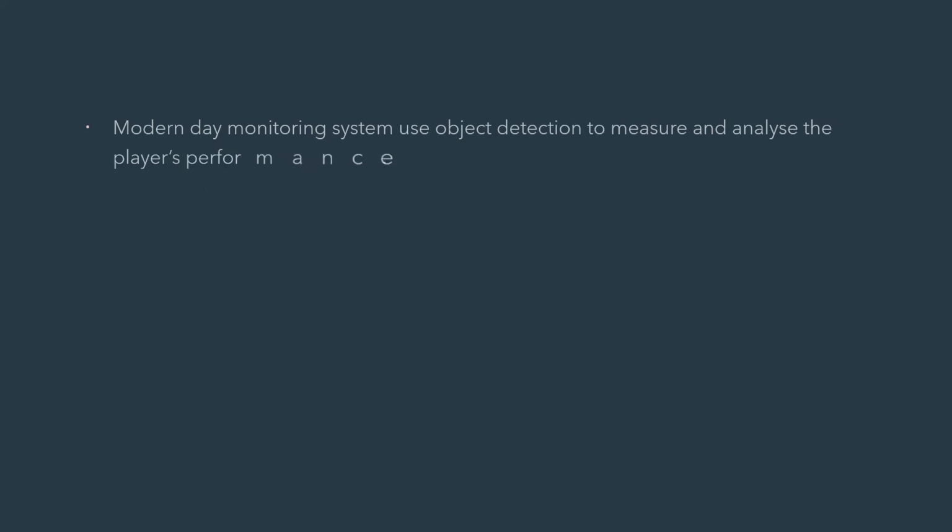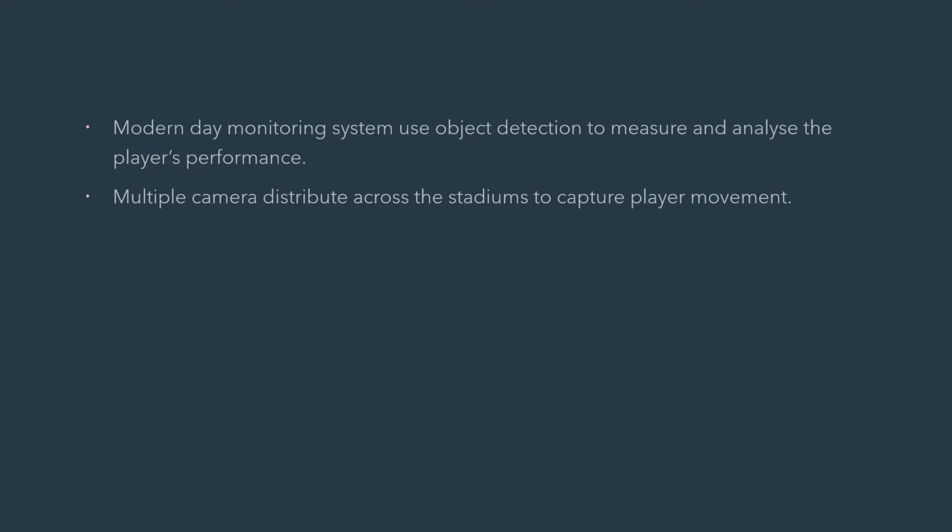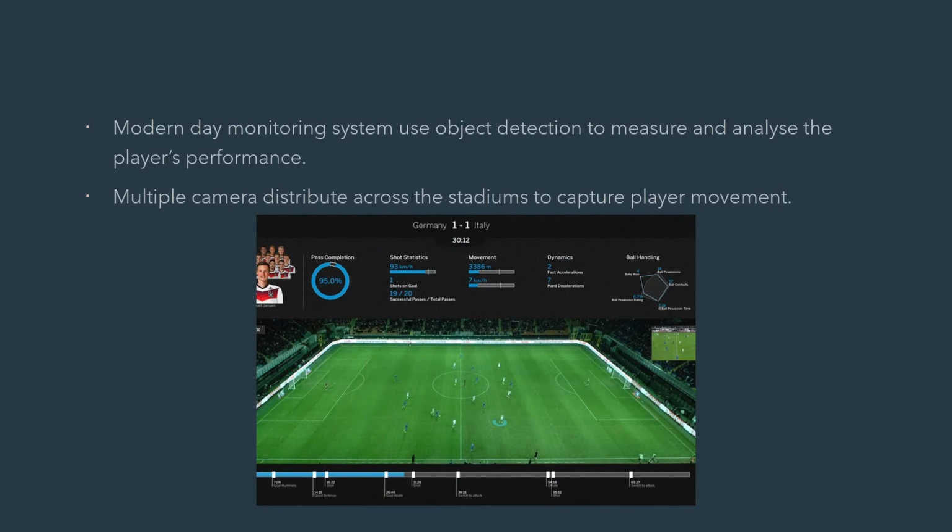In modern-day monitoring systems, they use object detection to monitor and analyze the player's performance. This system uses multiple cameras installed across the stadium, which capture the players' movement. This is an example of the monitoring system used by the Germany national football team. The system analyzes player performance from the images captured by the cameras.